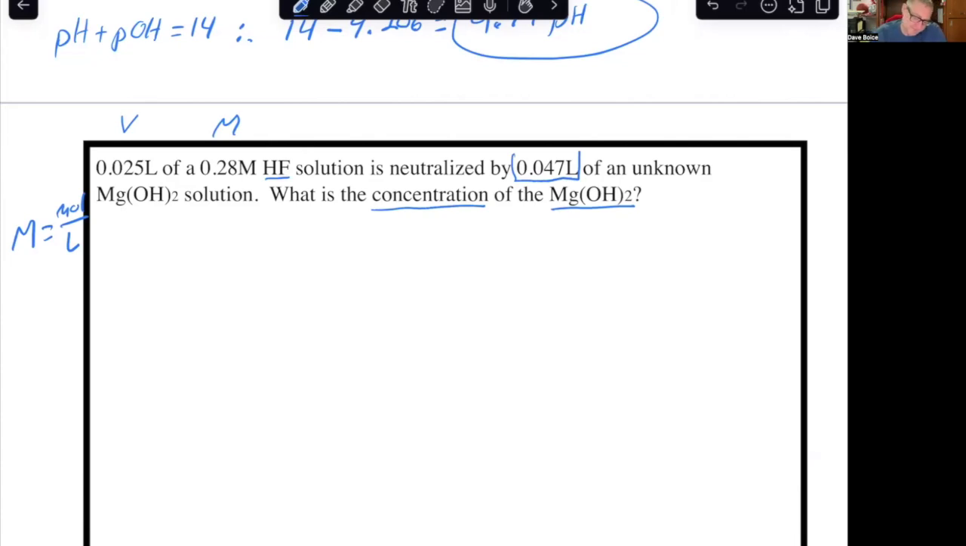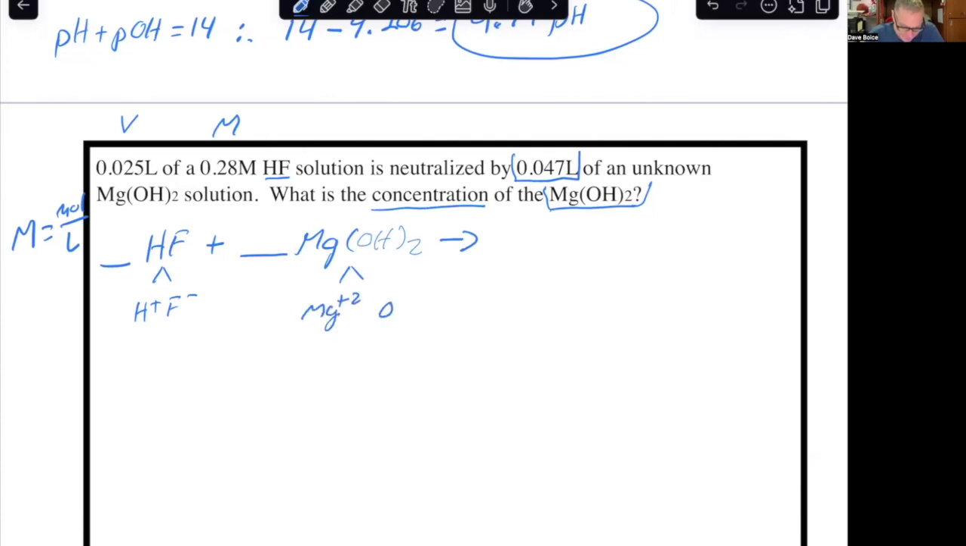So the first thing I need to do is, I can see this does not go together 1 to 1, so I'm going to need to balance this equation. So I'm going to do HF plus Mg(OH)2 reacts to form. Now I'm going to break these apart. So H+ and F-, and I'm going to break this apart, and magnesium is always a +2, and hydroxide is a -1. So the way this works is they just swap ionic partners.